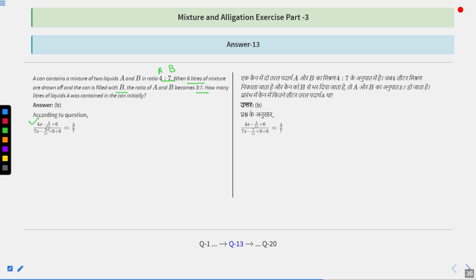So 4x minus 4/11 into 6 is the liquid A taken out. In the same way, 7x minus 7/11 into 6, but we add liquid B, so we add 6 liters, and when we do this, the ratio becomes 3:7. Now we have the equation, we can easily solve it. We get the value of x, which is 240 upon 77. So we calculate the value, which is 12.46 rupees. Next.